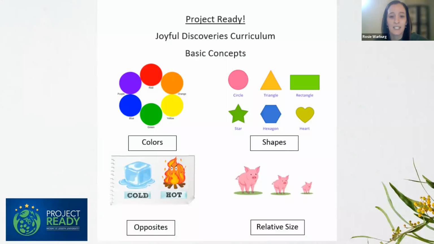So this is from the front cover of our basic concepts manual, and just like all of our materials, you'll find this on the website. So if you're interested in learning more about basic concepts, you can go to our website and you'll look for this graphic here that's tied to our basic concepts.